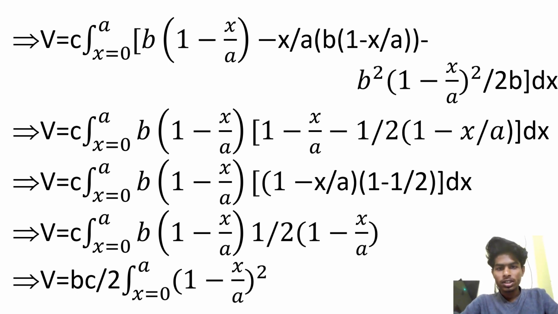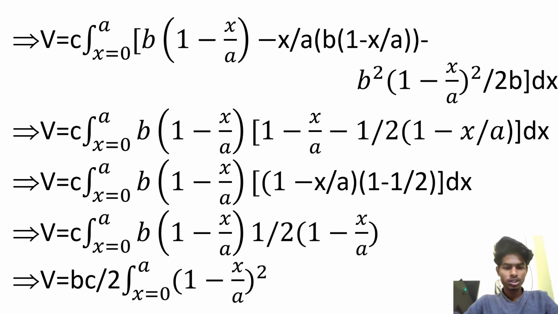Here we know that b into 1 minus x by a is taken as a common from that equation. After taking it as a common, we will get this equation. Next step, V equals to c into integration of x equals to 0 to a, b into 1 minus x by a into 1 minus x by a into 1 minus 1 by 2. In this equation, we also made the common 1 minus x by a outside. Then we will get 1 minus 1 by 2. After solving this, we will get the next equation.